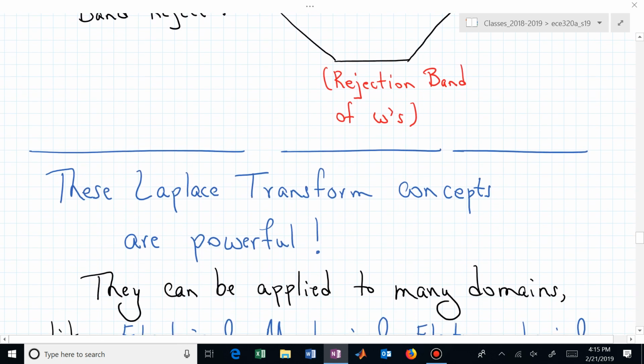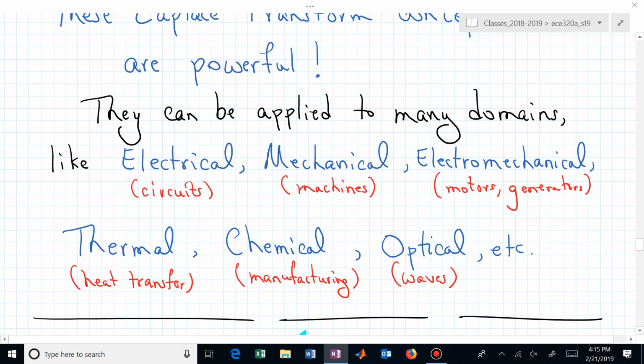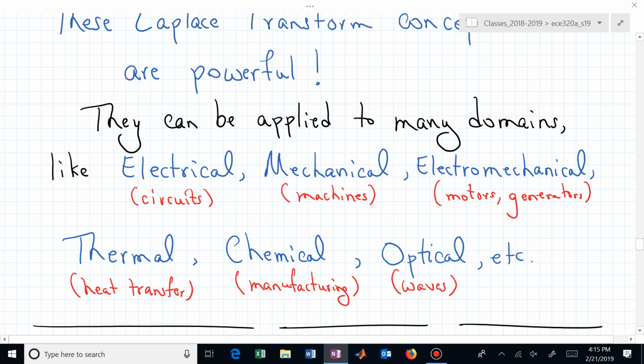Hopefully you appreciate now that this Laplace transform has a lot of useful applications. And we can use it in more domains than just electrical. We will probably emphasize mostly circuits in this class, but we could do mechanical pieces, machines, robots, but robots are a lot of electrical. So if you've wanted to get into robots, it's good that you're in electrical engineering. Just saying.